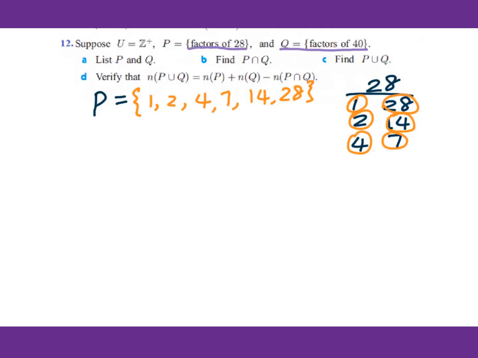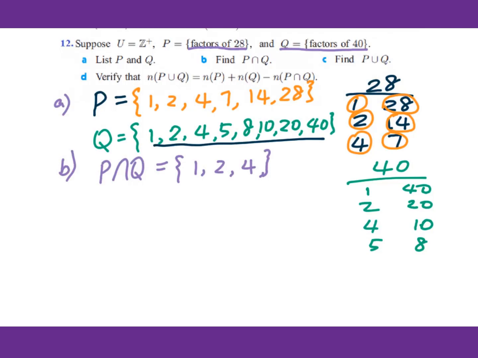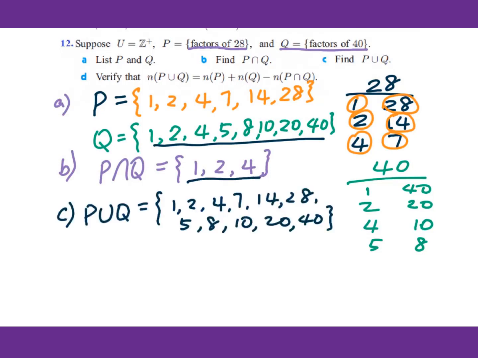For the Q, I will do the same thing. 1 times 40, 2 times 20, 3 doesn't work. 4 times 10, 5 times 8, 6, 7, 8 repeating. Therefore, Q equals these elements. For B, we need P intersect Q equals 1, 2, 4. For C, P union Q equals this.